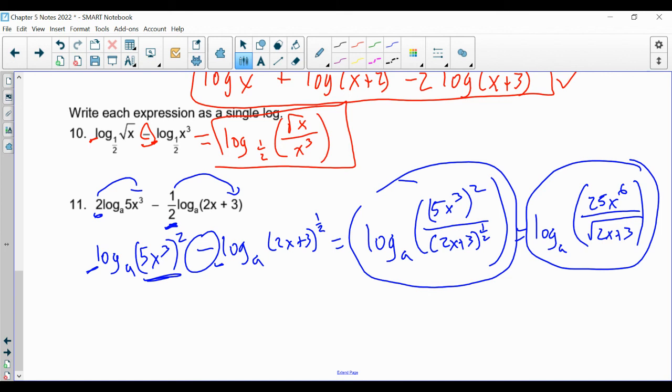So yeah, there's your log properties. We'll definitely get more practice of these, but hopefully they're not too bad. Try to simplify them as much as I can.